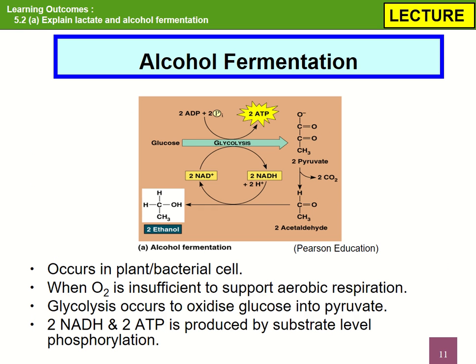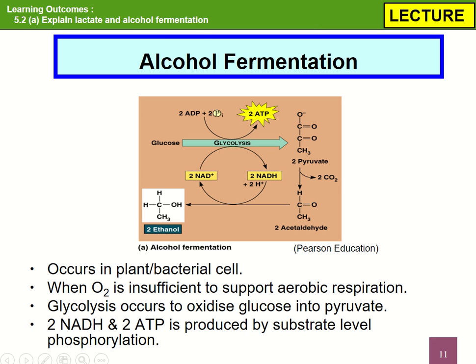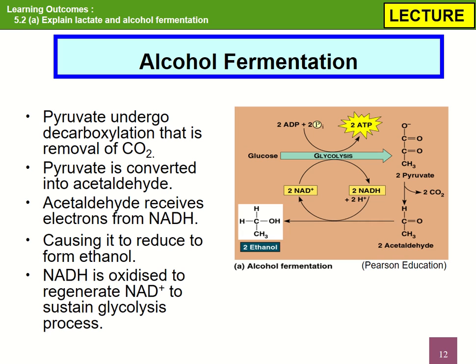Alcohol fermentation occurs in plant or bacterial cells. When oxygen is insufficient to support aerobic respiration, glycolysis occurs to oxidize glucose into pyruvate. 2 NADH and 2 ATP are produced by substrate-level phosphorylation. Pyruvate will then undergo decarboxylation, that is, removal of CO2. Pyruvate is then converted into acetaldehyde.